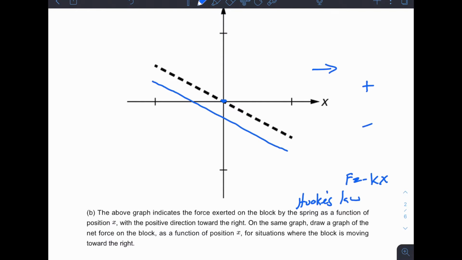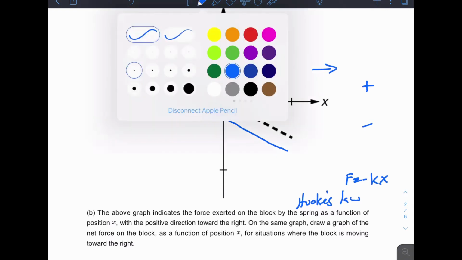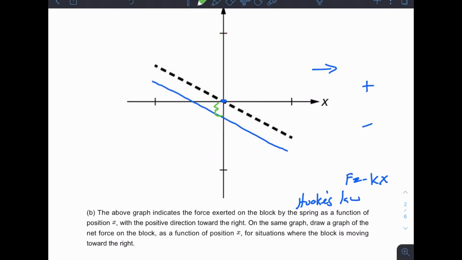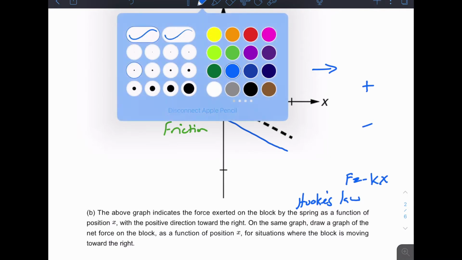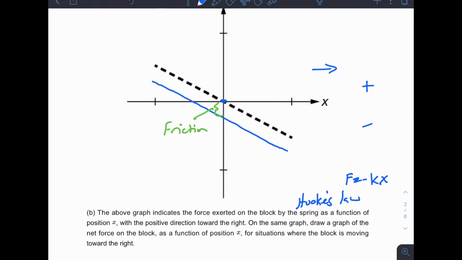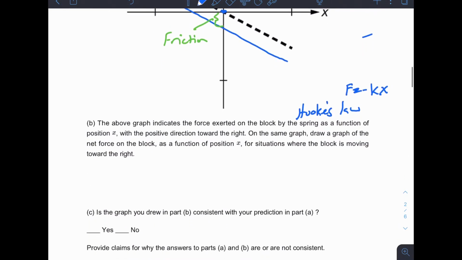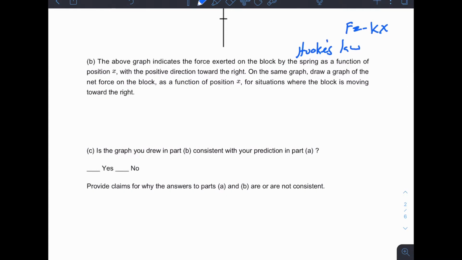We just subtract a certain amount. And the difference at this point, and you don't have to describe that or anything, is the friction. Because what we saw in our earlier setup is that even at that point, there is friction. So we have to have a negative force acting at that point if we want to be consistent with our answer above. Now, if we look then, the question is: is the graph you drew in part B consistent with your prediction in part A? And I would say yes.